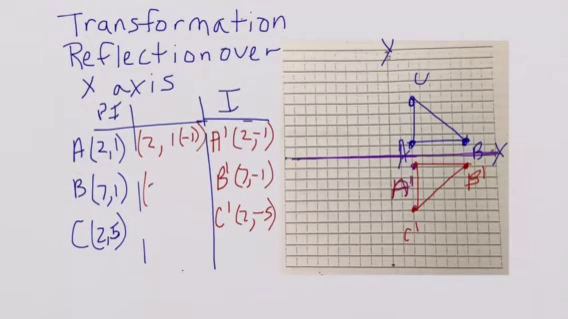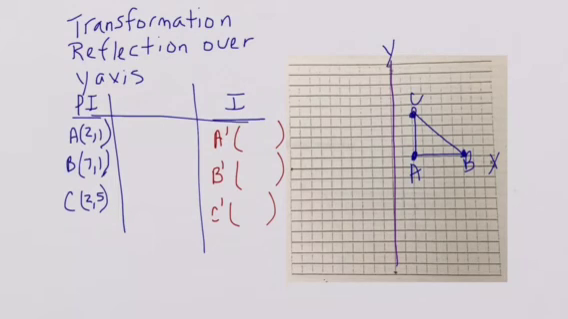And our x stays the same, and we're going to multiply 1 times -1. And our x stays the same, and we're going to multiply times -1. Now you can also use the multiplication dot. And then we have our new ordered pairs.